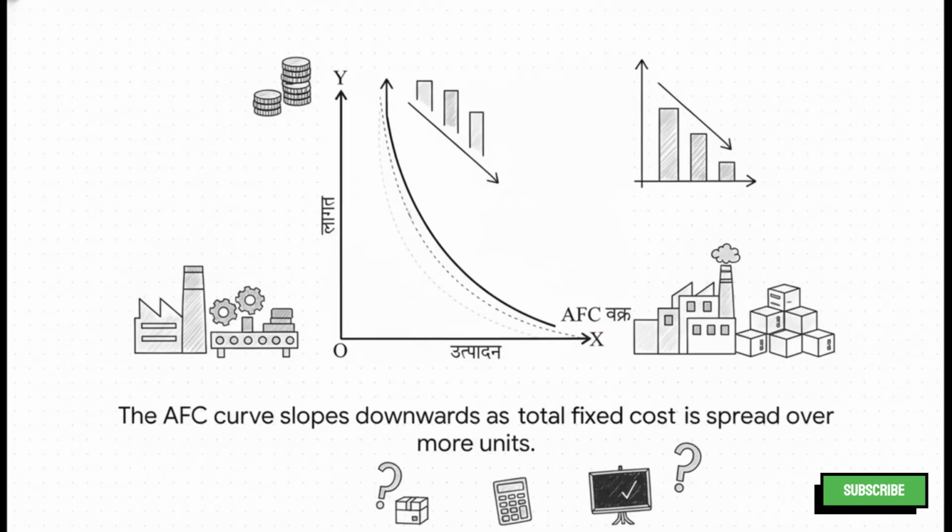All right, so take a look at this curve. It's showing us something really simple. As a company produces more stuff, that's what you see along the bottom, the fixed cost for each single item, that's the vertical axis, gets smaller and smaller. A perfect example is a factory's rent. Whether you make one widget or a million widgets, the rent is the same, right? So the more you make, the less that rent costs you per widget. The cost just gets spread thinner and thinner.